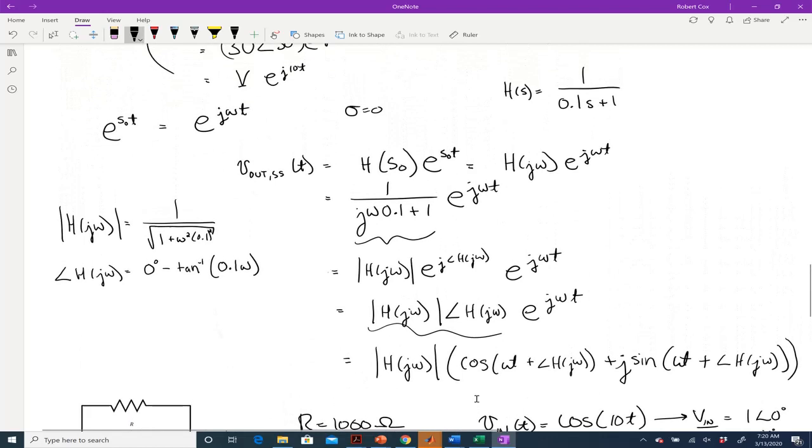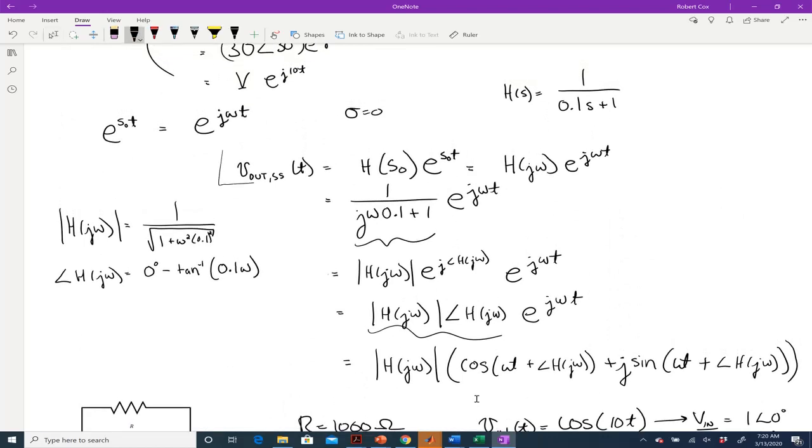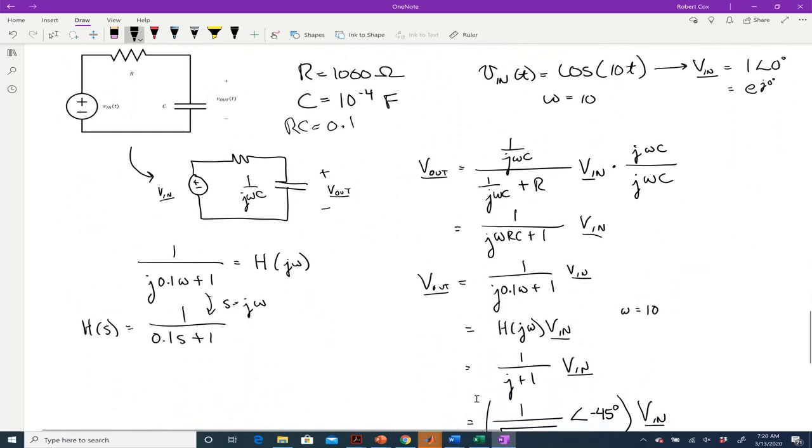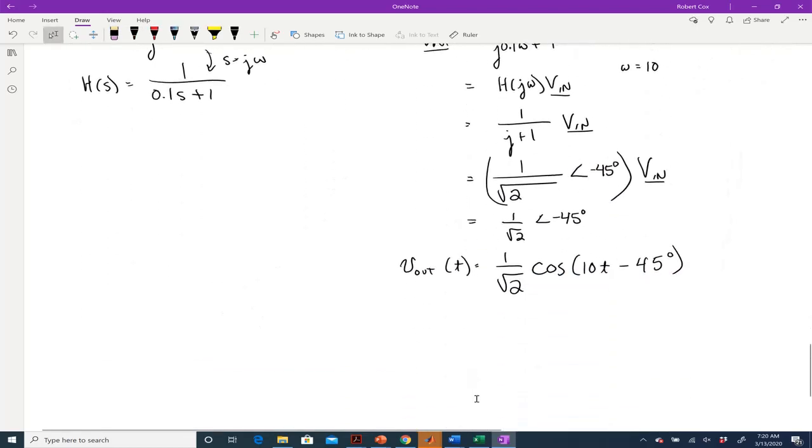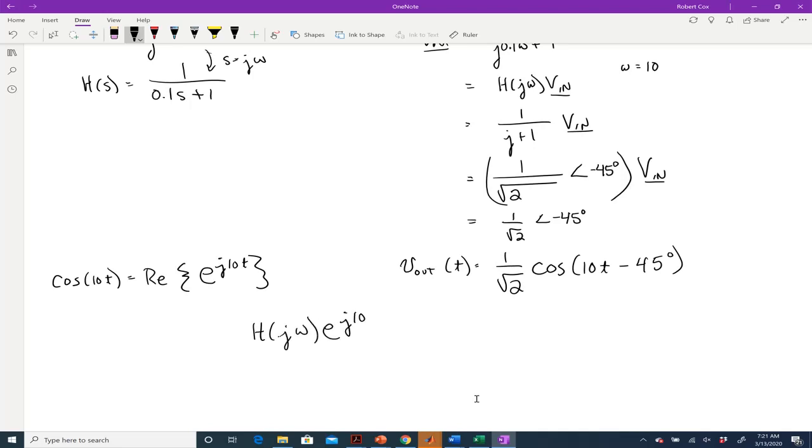Okay, well, let's go back to our result up here. Somehow we must be able to do the same thing. Well, if our circuit had an input of cosine 10t, I could say that cosine 10t is the real part of e to the j 10t. And what I could do is say that H of j omega times e to the j 10t, I could figure out what that is and then take the real part of that, and I bet I'm going to get the exact same answer.